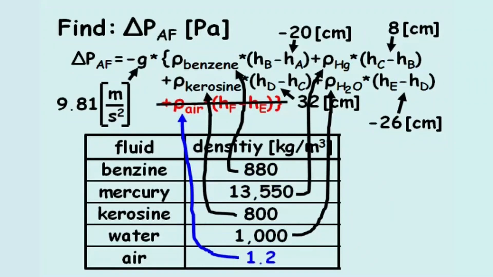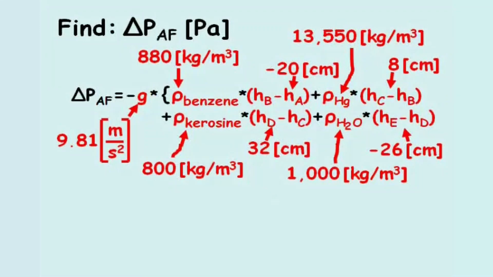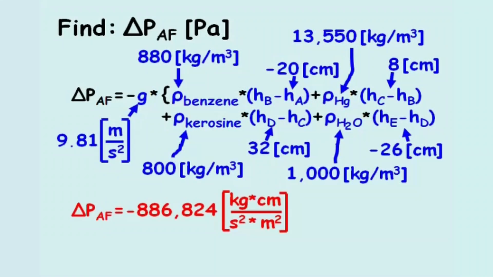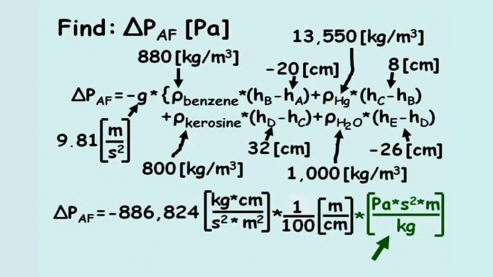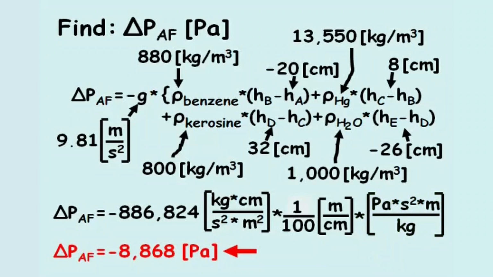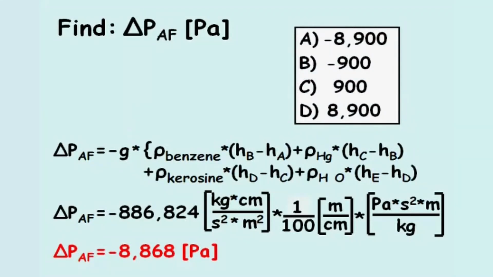After plugging in all the variables, delta P of AF equals negative 886,824 kilograms centimeters per second squared meter squared. Next, we'll convert centimeters to meters, and then convert the units to pascals. And our final pressure difference between points F and A equals negative 8,868 pascals. When reviewing the possible solutions, the answer is A.